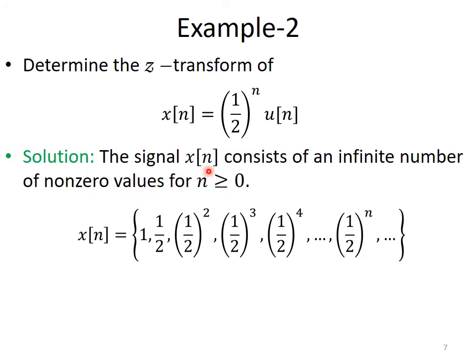So the signal x of n consists of an infinite number of non-zero values for n greater than or equal to 0. So what are those values? x of n equal to 1 for n equal to 0, for n equal to 1 it is 1 upon 2, for n equal to 2 it is 1 upon 2 square, and so on up to 1 upon 2 power n up to infinity.